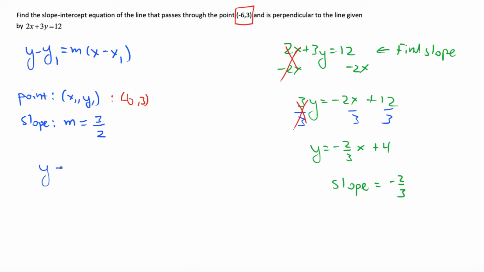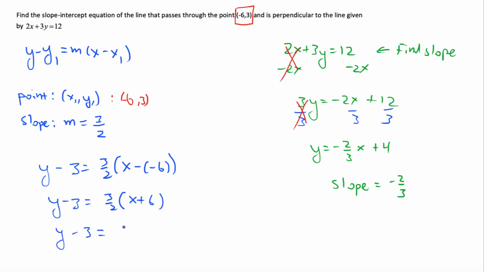So we get y - 3 = 3/2 (x - (-6)). And because we want the answer in slope-intercept form, we want to simplify this and get the y by itself. All right, so let's go ahead and do that. We know that x minus -6 becomes x + 6. We'll distribute the 3/2 on the right side, so we get 3/2 x + 9. And then the last thing we want to do here is add the 3 to both sides.